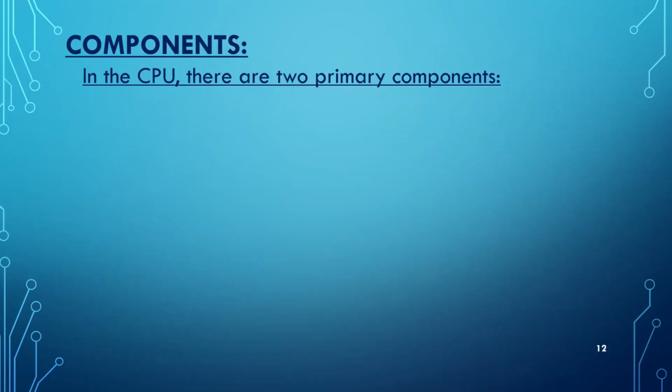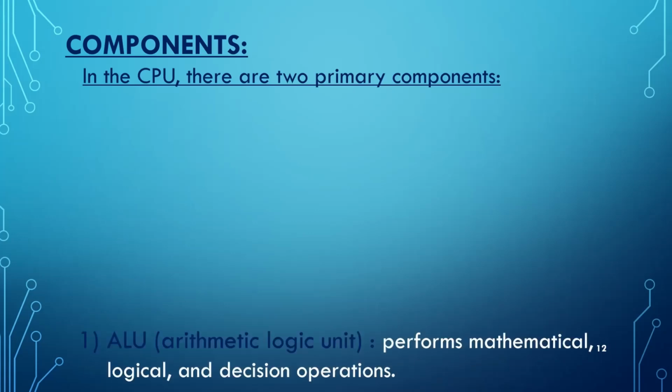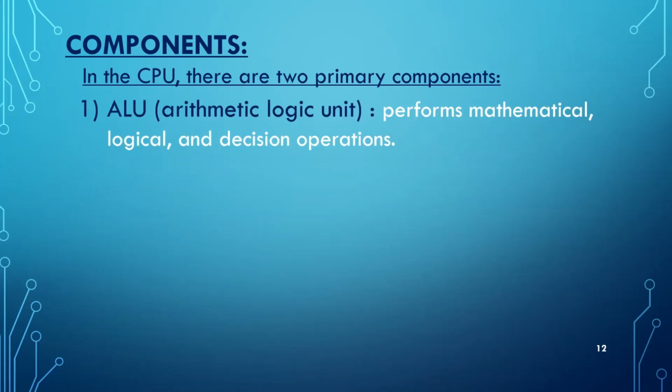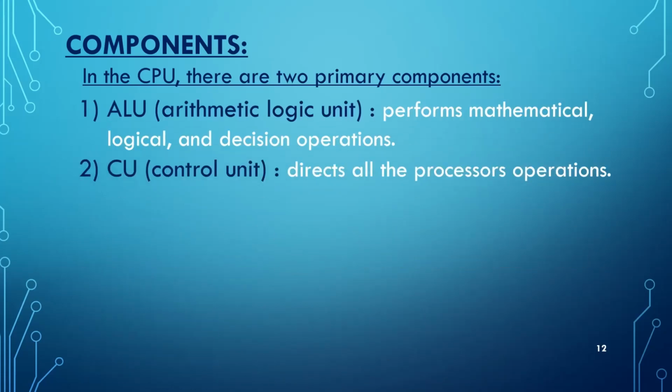Then we're going to talk about the components in the CPU. There are 2 primary components in the CPU. The first one is the arithmetic logic unit and the second one is the control unit. The arithmetic logic unit performs mathematical, logical, and decision operations. The control unit directs all the process of the operations.